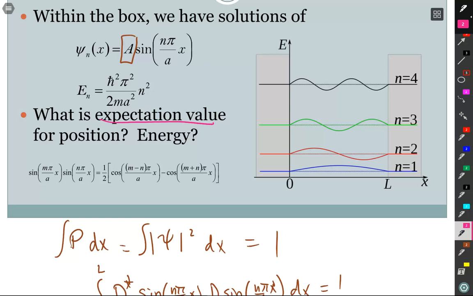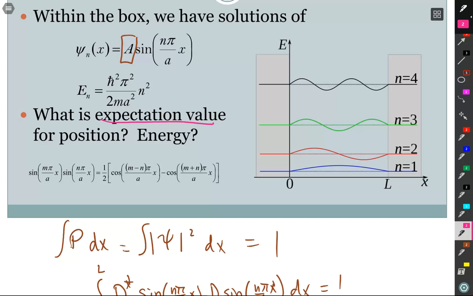Where is it most likely to be found? You can look at it without doing the calculus and say, well, that's clearly most probably going to be in the middle. And because it's symmetric, my expectation value is also going to be in the middle. So you can visually make that connection.